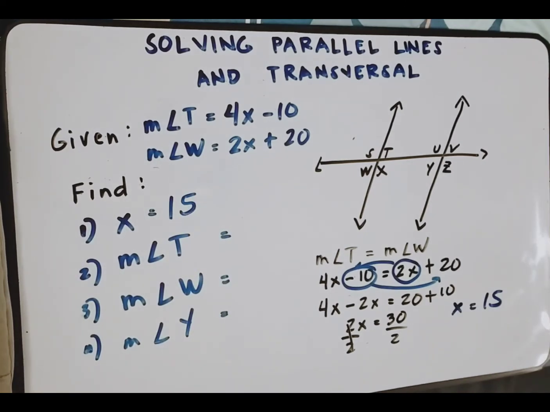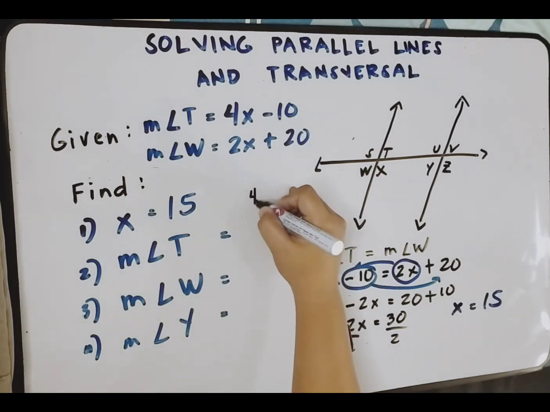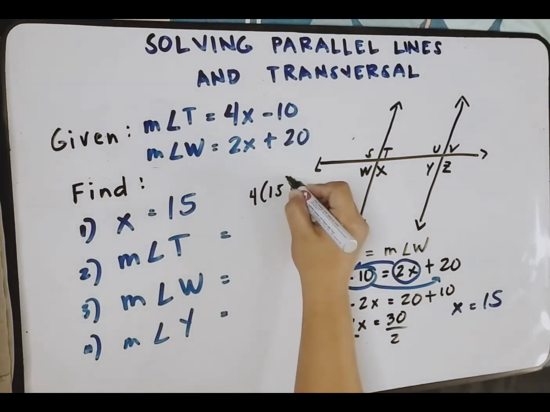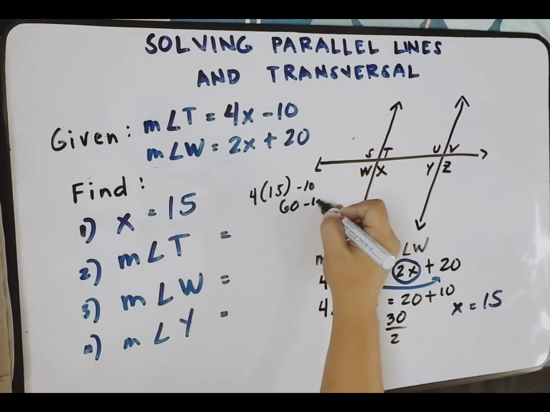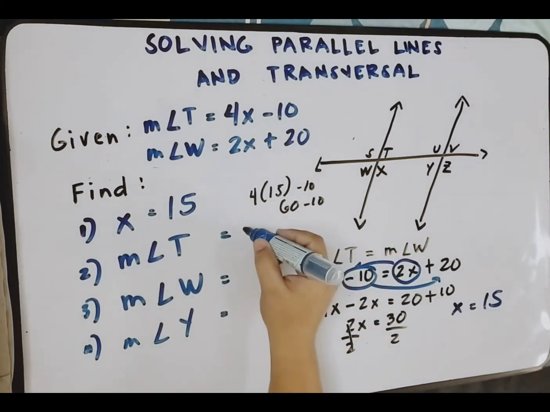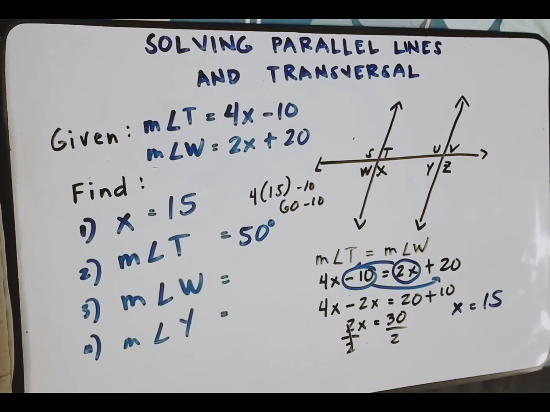Now that we have the value of x, we can substitute it. Angle T is equal to 4x minus 10. Substituting, we have 4 times 15 minus 10. So 4 times 15 is 60, minus 10 is equal now to 50. So angle T is equal to 50 degrees. Since we know that angle T and angle W are vertical angles, even without substituting, they are obviously equal. So this is also 50 degrees.